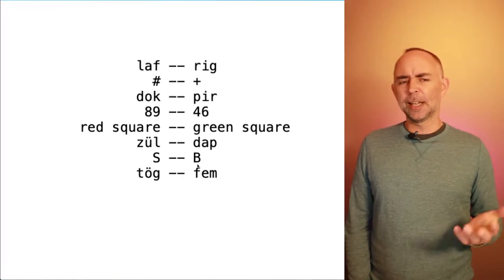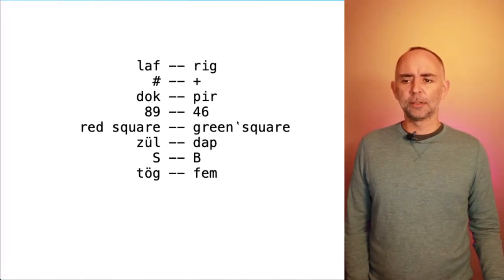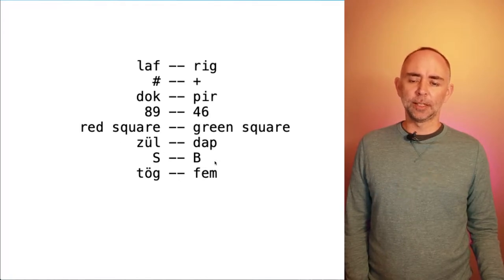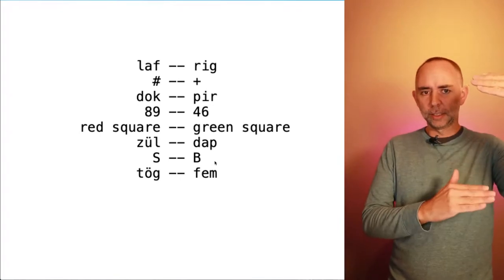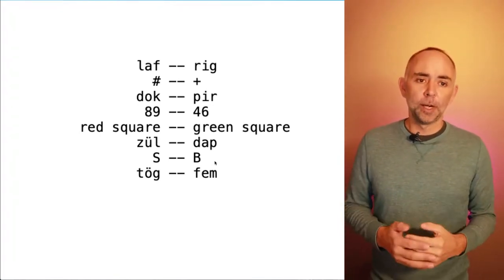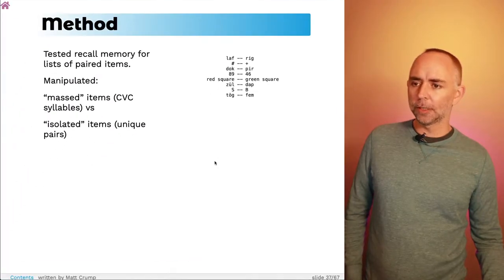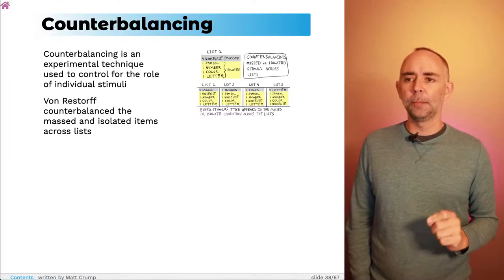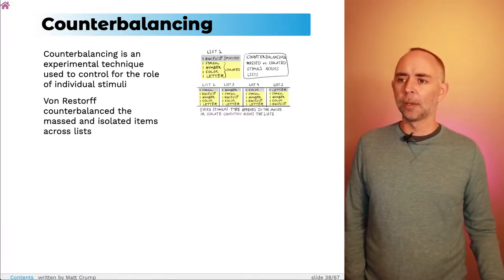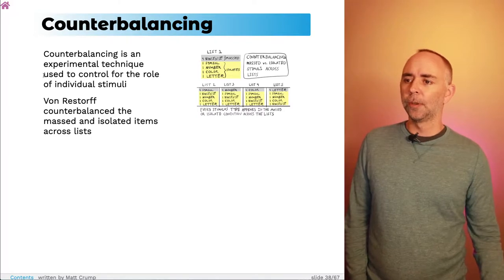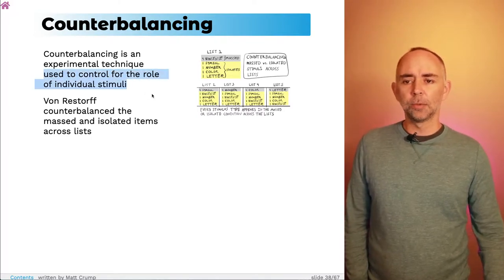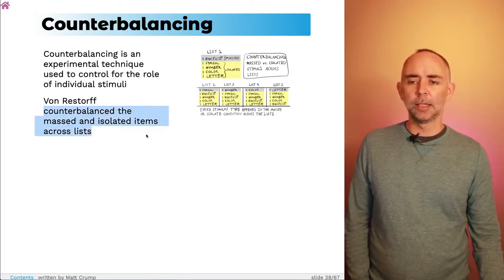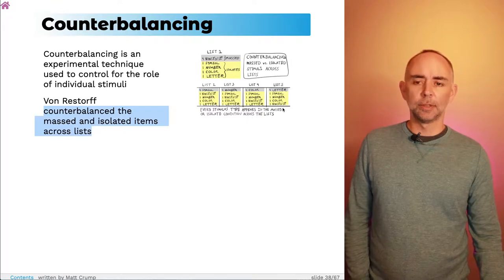And you might wonder, is that just true in general, or is that just for these things right here? People happen to be better for these symbols, numbers, the red square, green square, and S and B, those things compared to nonsense syllables. Maybe that's why there's a difference. What von Restorff did, and this is a very common strategy in cognitive psychology, is to employ a technique called counterbalancing. This is a technique to control for the role of individual stimuli. So von Restorff counterbalanced the masked and isolated items across the different lists.